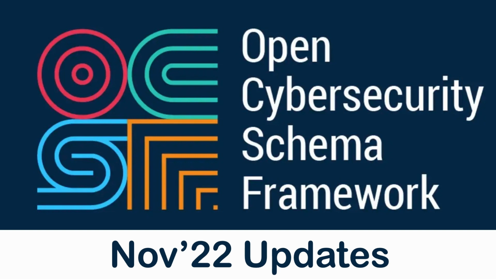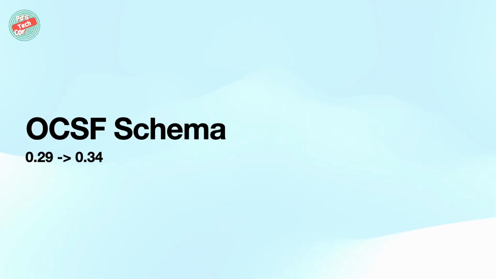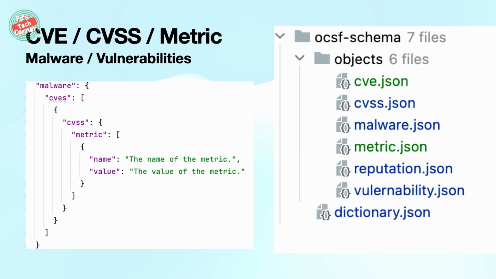Hello everyone, this is the long awaited update on OCSF schema changes for the month of November. By the end of November, we had version 0.34 of OCSF schema as a result of about 36 merge commits from 8 odd authors, and there were changes to about 50 files in all that I could figure out. So let's look at the major changes first, and then we'll jump on to some of the minor changes.